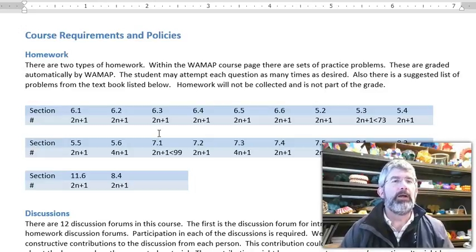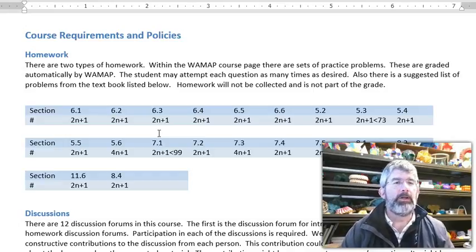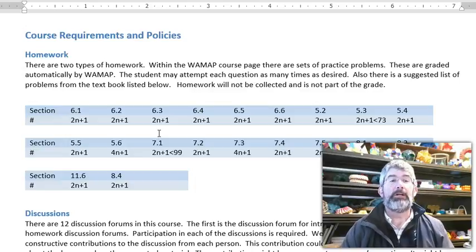So here we go. I got to give you a grade. I got to base it on something. So here we go. There's homeworks, there's discussions, there's quizzes, there's a midterm, there's a final, and there's a couple of projects. And we'll go through them all here.